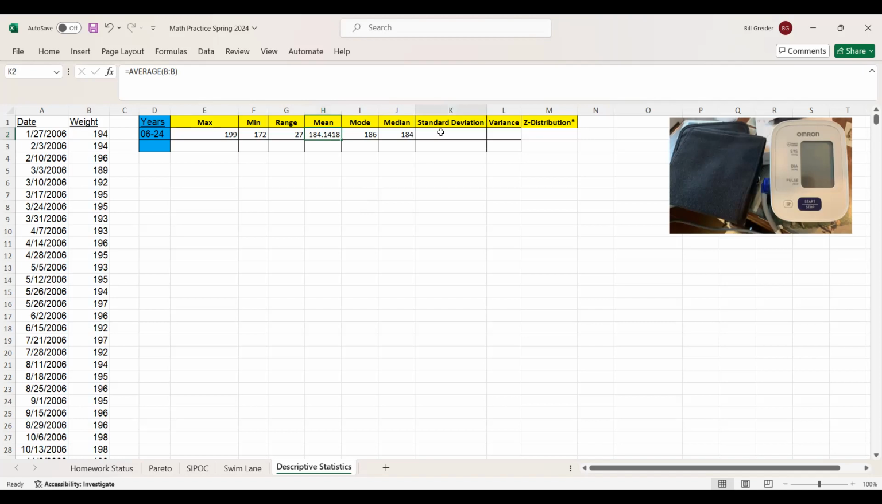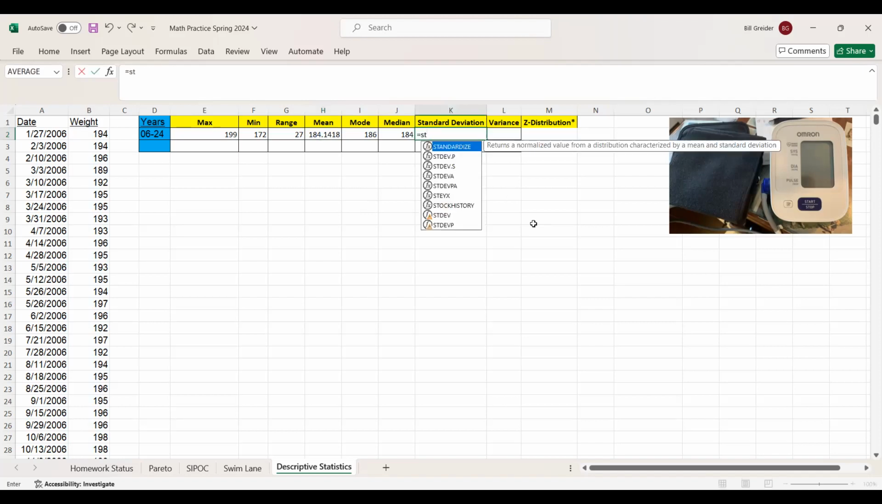So to do that, we're going to go equals standard deviation. When I type in ST, I get standard deviation P, which means population. Standard deviation S is sample. And 9 times out of 10, 99 times out of 100, I'm going to pick sample, because again, I'm sampling my weight once a week, right? I'm taking a sample.